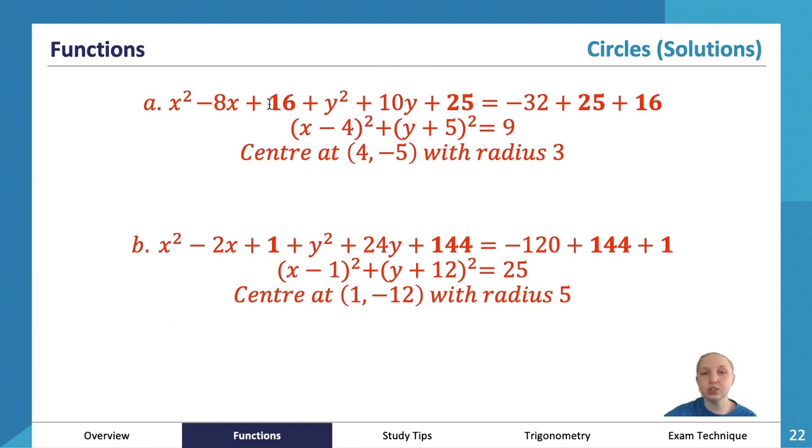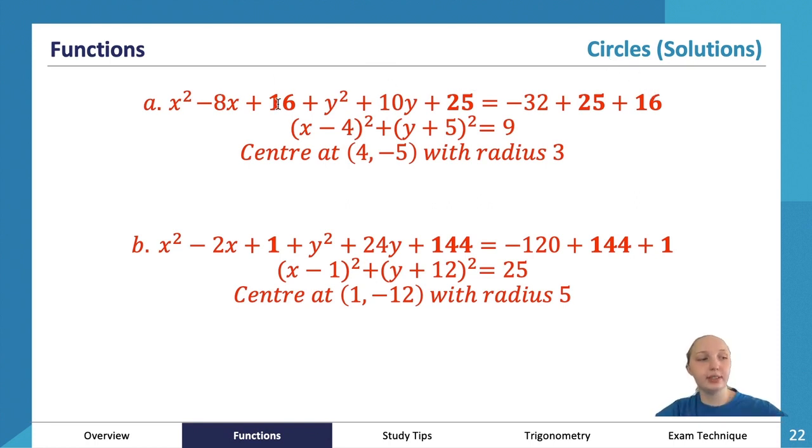Because essentially we can't just go adding numbers into the equation. What we have to do is make it equal on both sides. So as long as we add 16 and 25 on both sides, our equation is still equal. So then we add the 25, we add the 16, and we end up with this equation here.